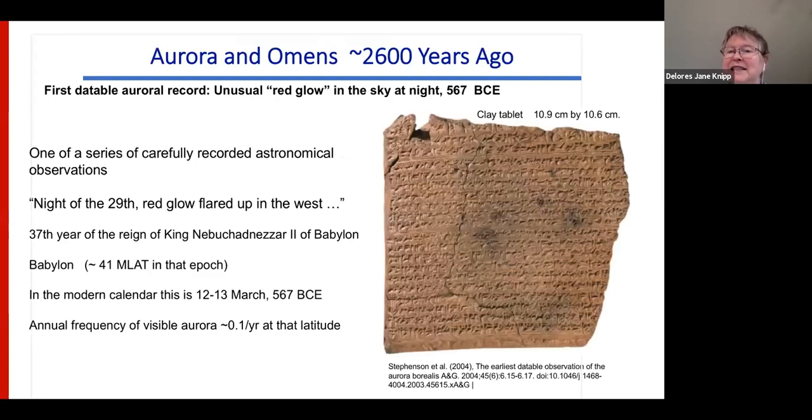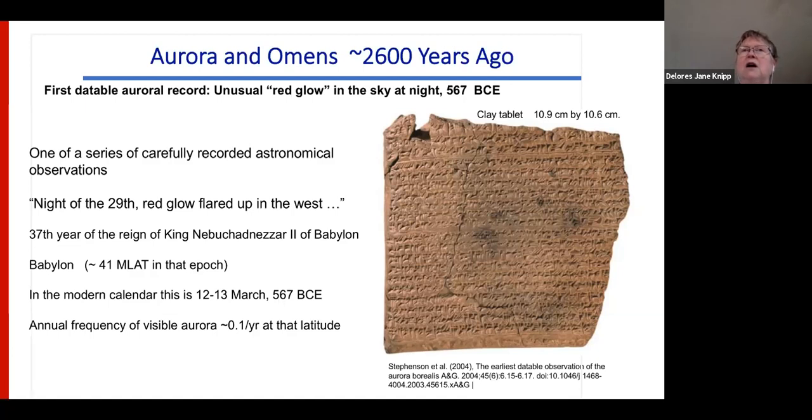I didn't say much about auroral storms in the previous discussion, but I want you to know that auroral storms are what humanity has been observing for well beyond 2,500 years. This is a beautiful record, literally etched in clay, that describes an unusual red glow in the sky at night, 567 BC, before the Common Era. On the night of the 29th, there was a red glow that flared up in the west. In the modern calendar, this would be the 12th to 13th of March, which is a known time.